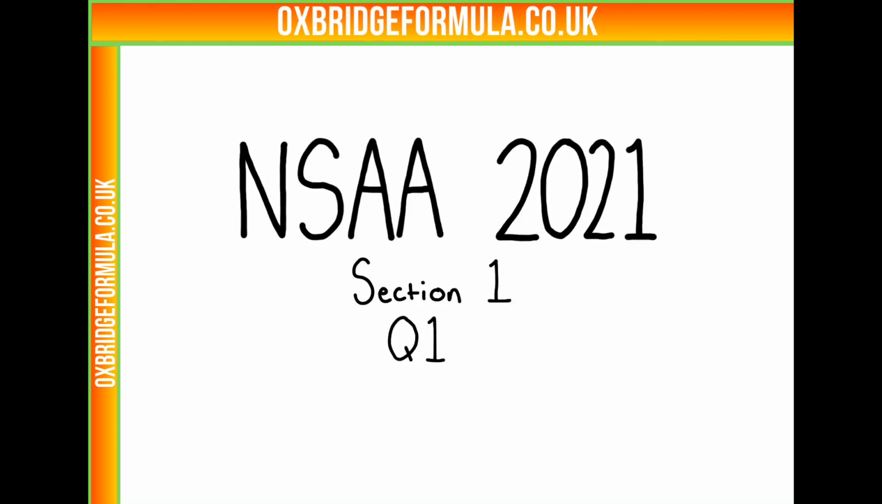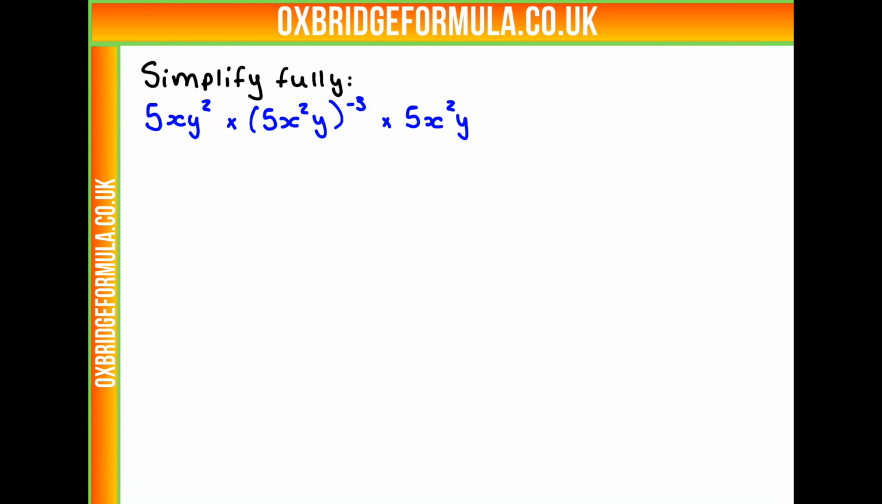This is NSAA 2021, Section 1, Question 1. For this question, we're just given an equation here: 5x y to the power of 2, times 5x squared y, all in brackets, to the power of minus 3, times 5x squared y, and we're told to simplify it fully.